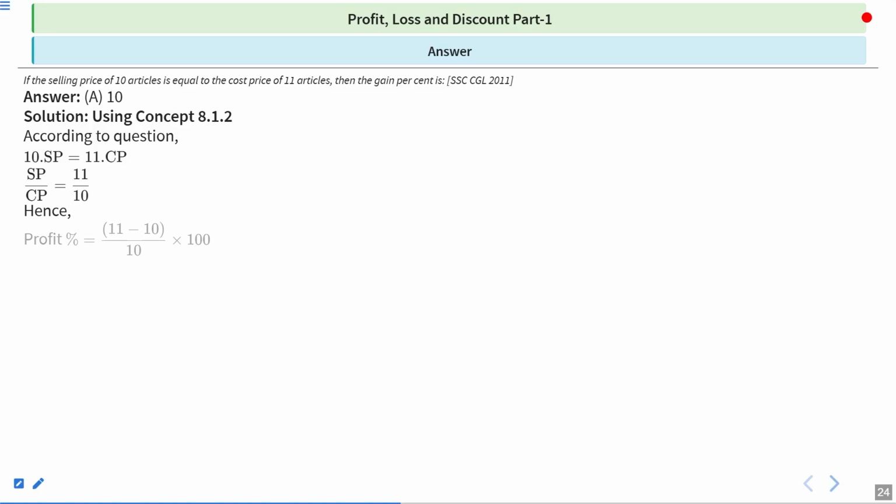Hence, the profit is always calculated on cost price. The profit is selling price minus cost price, and according to the question, that is 11 minus 10, where 11 is the selling price. So 11 minus 10 upon 10 multiplied by 100. So we get the profit percentage. When we simplify it, we get 10% profit. Next one.